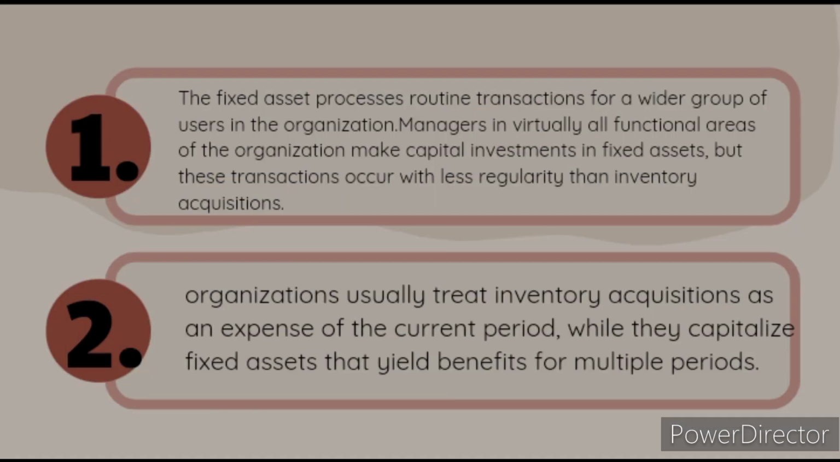Next, the fixed asset system shares some characteristics with the expenditure cycle presented in Chapter 5, but two important differences distinguish these systems. First, managers in virtually all functional areas of the organization make capital investment in fixed assets, but these transactions occur with less regularity than inventory acquisitions.